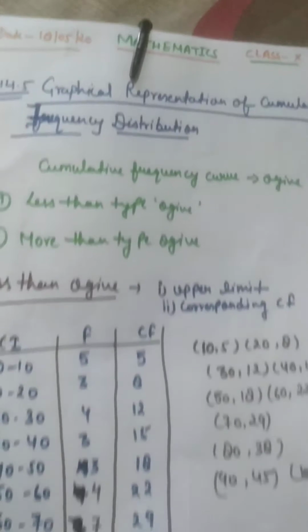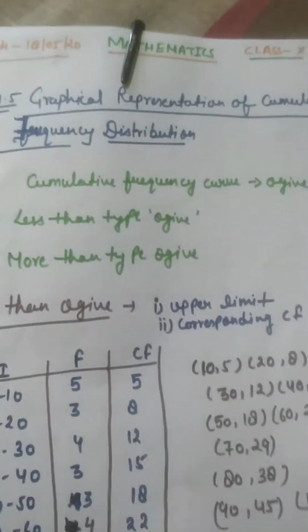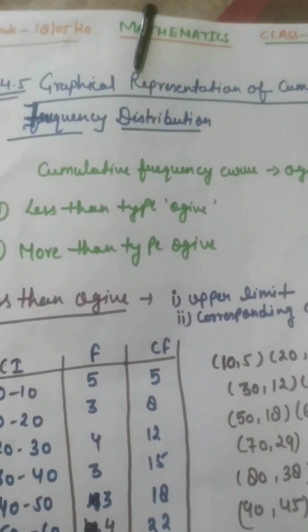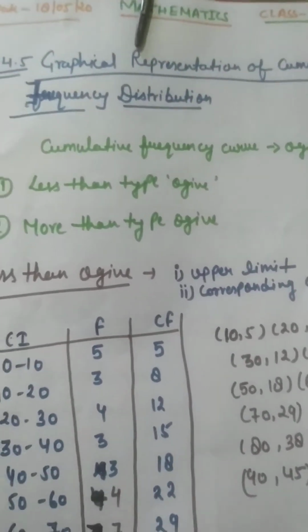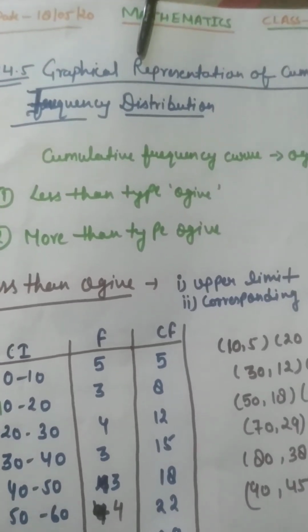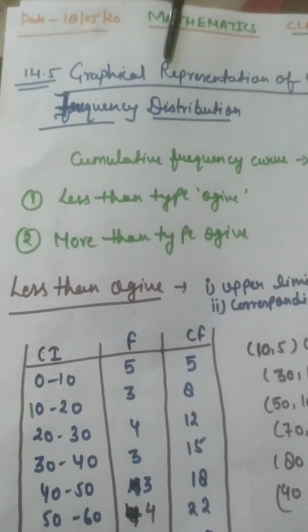Cumulative frequency curve means OGIV. So keep in mind, if anybody asks what is OGIV, the cumulative frequency curve is known as OGIV. There are two types of OGIV, less than type or more than type. First we will start with less than type OGIV.